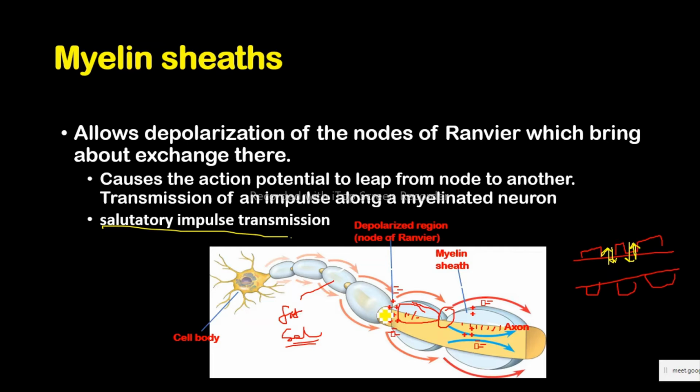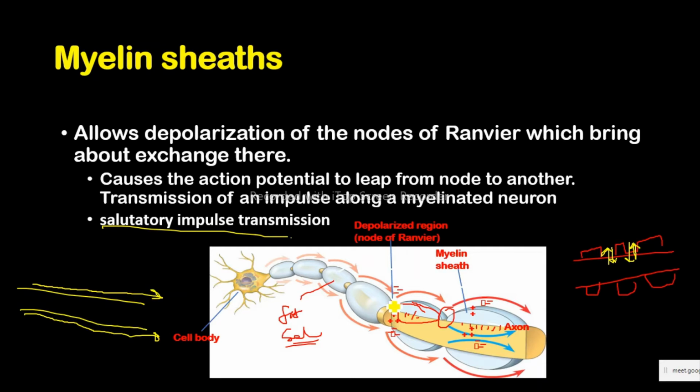As a result, the impulse is transmitted at a relatively higher speed than when this axon was non-myelinated. If it is non-myelinated, the wave of depolarization will just be uniform. You depolarize this membrane uniformly. And so this one is slow compared to when you depolarize in the form of leaps, jumps. Is that okay?